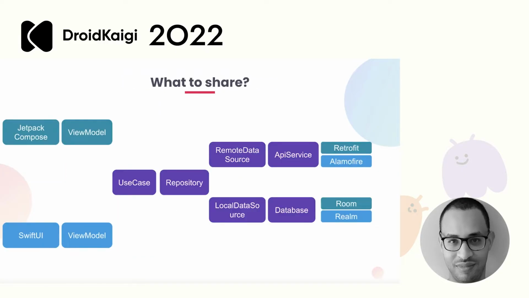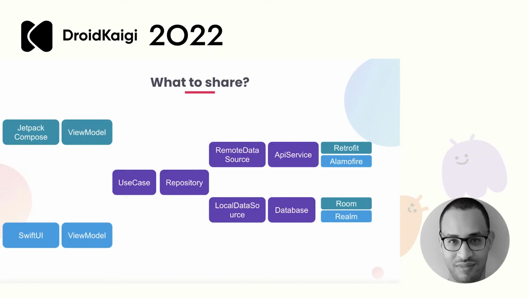In fact, if we take this example of layering, we can see that Android uses Jetpack Compose and iOS uses SwiftUI. Then we have the view model with potentially event and state models. The view model injects use cases. The use case injects repository that uses remote data sources with API services and local data sources with database.